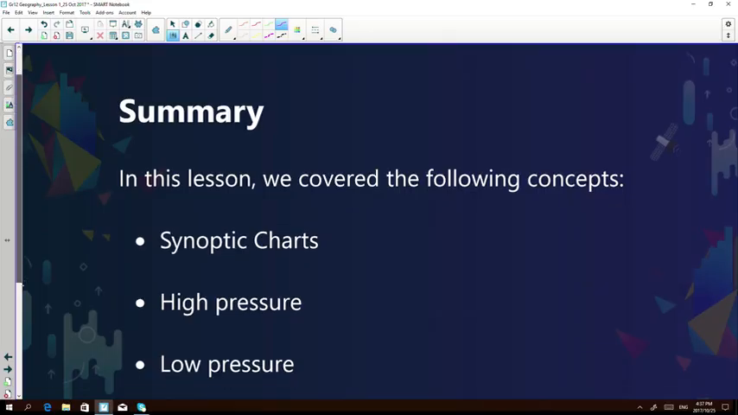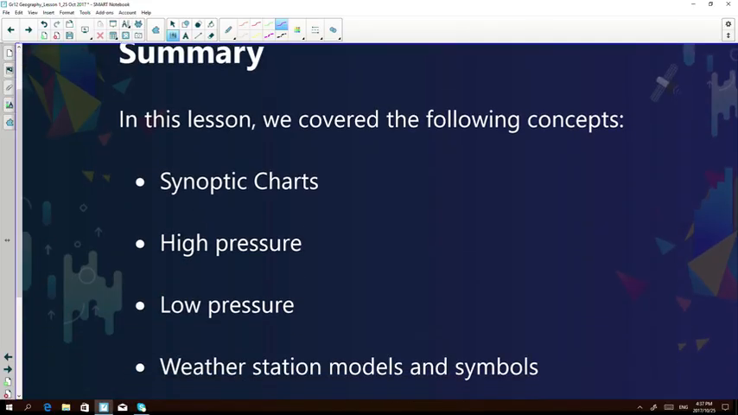Then we look at the high pressure systems and low pressure systems. Once again, what do we know about high pressure systems? It's sinking air, anti-clockwise circulation. Low pressure systems, it's rising air, clockwise circulation of air in the southern hemisphere. Remember, both of them for the southern hemisphere.